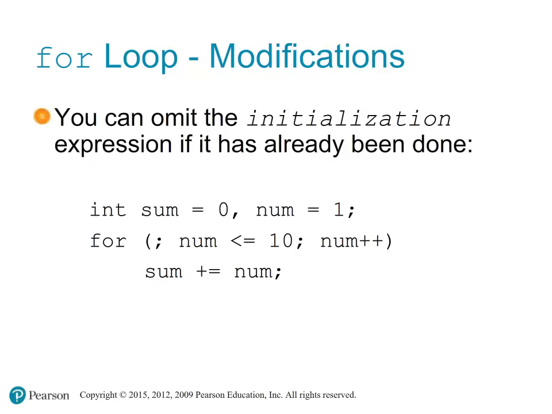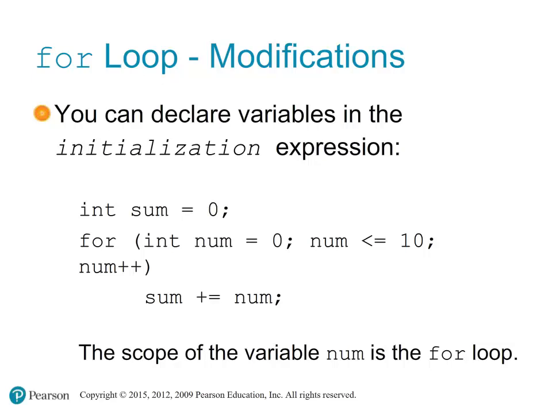The variable sum will hold the sum of integers from 1 to 10 after the loop. You can declare a variable directly in the initialization expression of the for loop. Here we have a for, then int num = 0; num <= 10; num++. So the variable num is declared and initialized to 0 within the for loop.